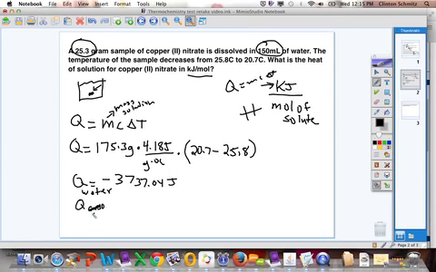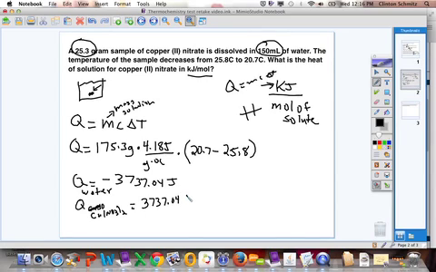And I wrote copper sulfate, it's supposed to be copper(II) nitrate. So the Q for the copper(II) nitrate is going to be the opposite of that. Remember that if the temperature cools down, your heat of solution should be positive for the chemical, or endothermic. If the water heats up, the heat of solution should be negative. In this case, since our water cooled down, from 25.8 to 20.7, our heat of solution should be positive for the chemical.